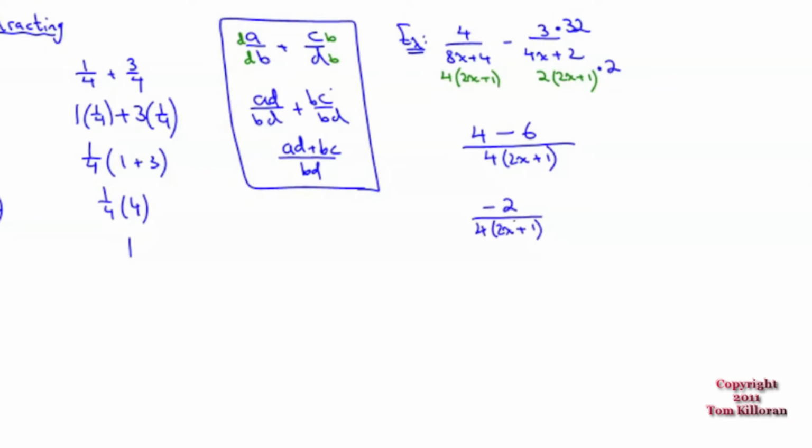All right, are we done? No. 2 and 4 have a common factor of 2, so you cancel them out. 2 goes into 2 once, 2 goes into 4 twice. So you get negative 1 over 2 times the quantity 2x plus 1. And that's the simple one, or at least what I think of as simple.